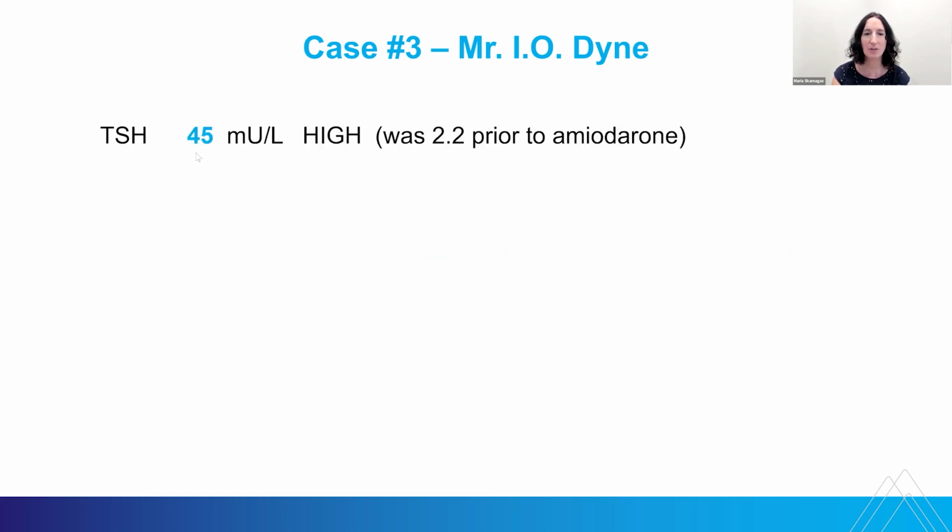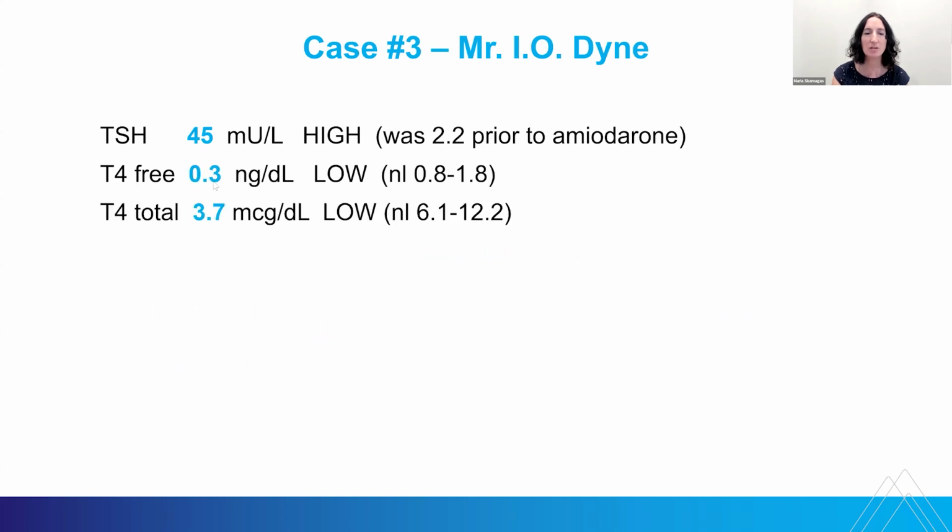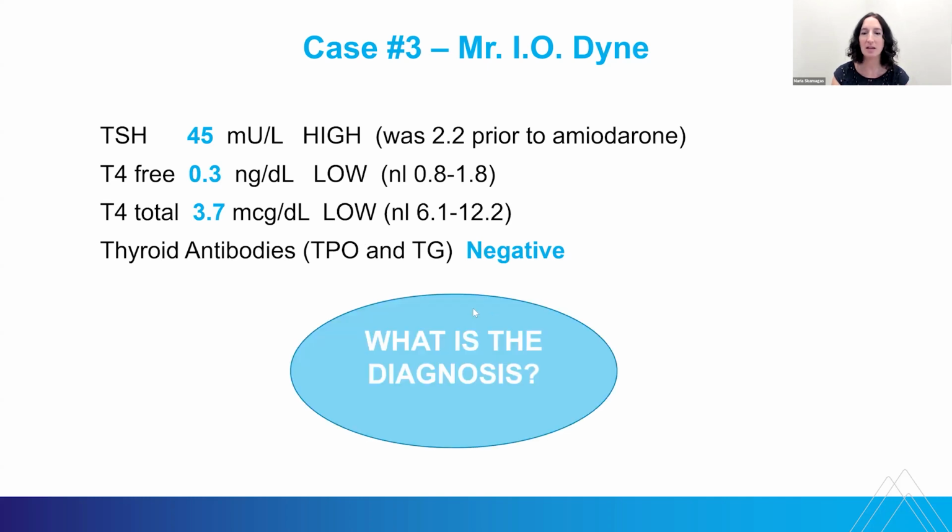So his TSH is high, it's 45. It was 2.2 before the amiodarone. His free T4 is low. His total T4 is also low. So they check both because when I was in training, we were just checking everything and being very academic. His thyroid antibodies were negative. What is this diagnosis? So what does this gentleman have?